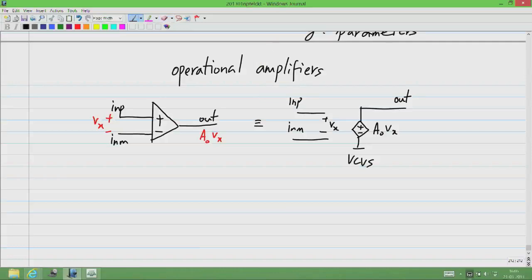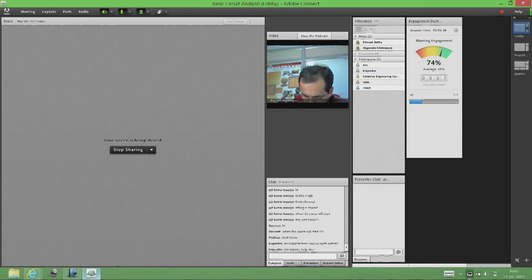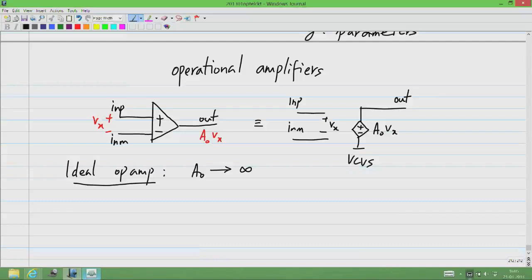In this course in particular, we will not worry too much about the internal details of the op-amp or any non-ideal feature. We will be dealing mostly with what is known as an ideal op-amp. And what is an ideal op-amp? An ideal op-amp is one in which A naught tends to infinity. Okay, we will later see why this is a very useful property. Is this okay? Any questions so far? I just defined the op-amp as a voltage controlled voltage source.